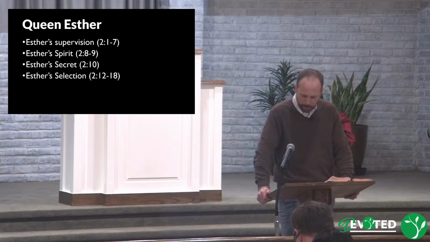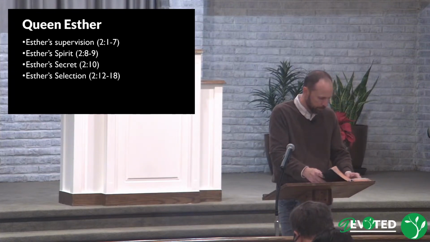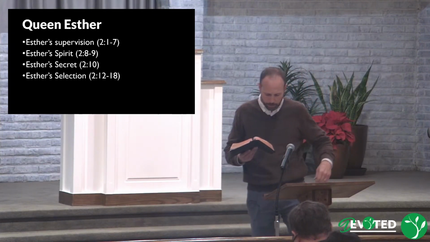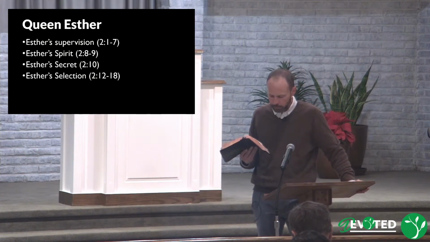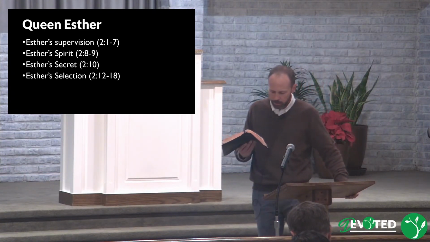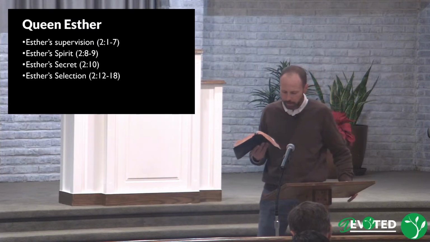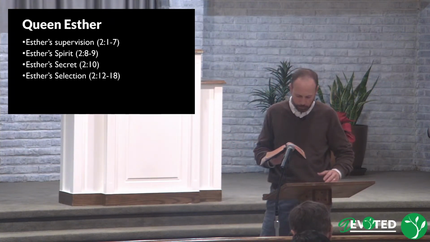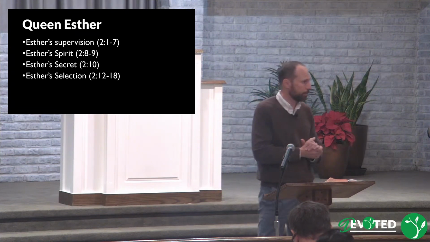Well, when he's there, he overhears a plot. Look at chapter 2, verses 21 and 22. "In those days, as Mordecai was sitting at the king's gate, Bigthan and Teresh, 2 of the king's eunuchs, who guarded the threshold, became angry and sought to lay hands on King Ahasuerus. And this came to the knowledge of Mordecai, and he told it to Queen Esther, and Esther told the king in the name of Mordecai. When the affair was investigated and found to be so, the men were both hanged on the gallows, and it was recorded in the book of Chronicles in the presence of the king." So Mordecai and Esther saved the king's life.